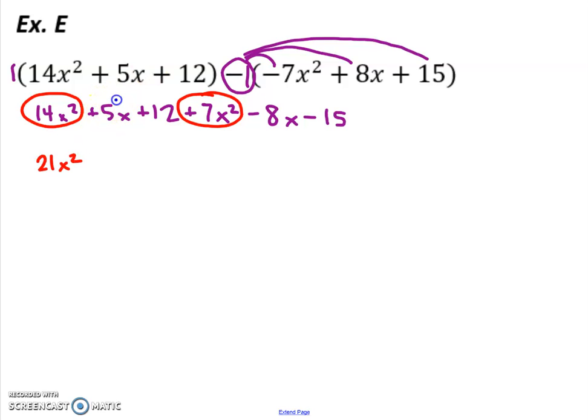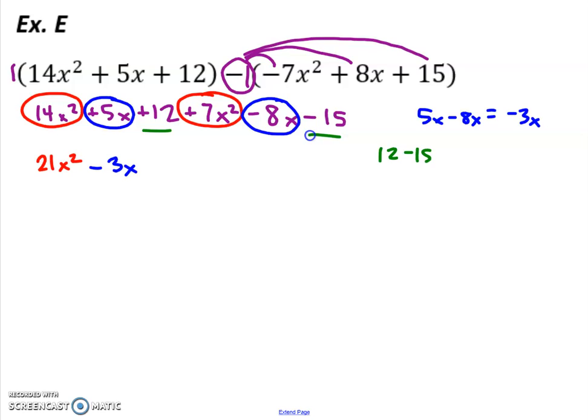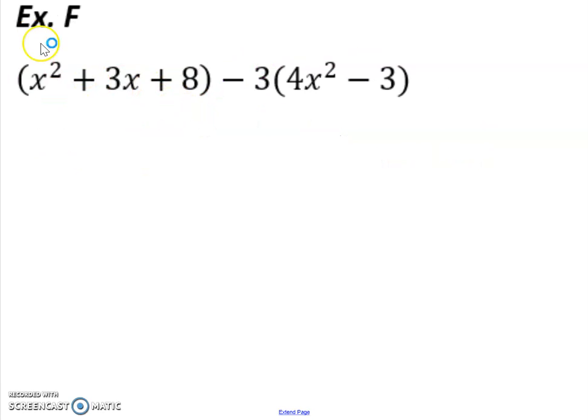Now I'm going to look for my x's. 5x minus 8x, more negative, so I'm negative 3x. And then I look for my constants. So 12 minus 15. Ooh, I'm more negative, so that means negative 3. And there is the difference when I subtract those polynomials. Okay, here we go. Last one together. X squared plus 3x plus 8.